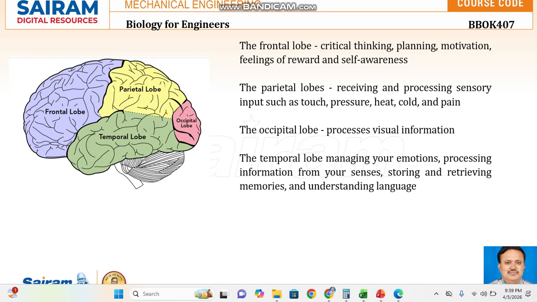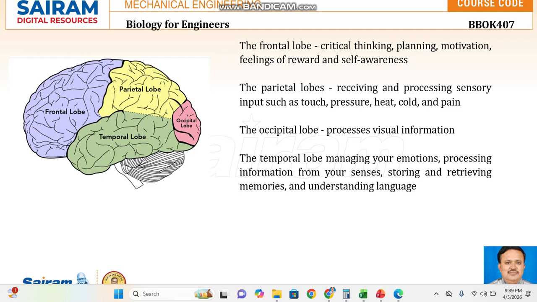The parietal lobe, the yellow colored part, is receiving and processing the sensory input such as what we touch, pressure, heat, cold, and body pain. So these things will be taken care of by the parietal lobe. The sensory input will be processed in the parietal lobe. So what we sense is taken care of by the parietal lobe, such as touch, pressure, heat, cold, and pain.